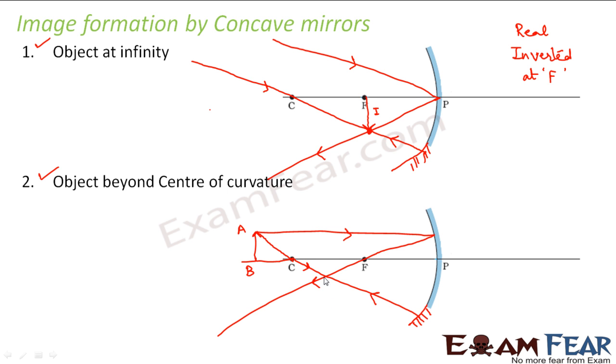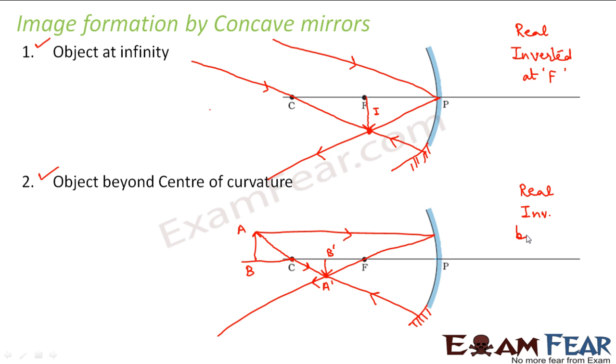So what is the point? Which is the point where the two reflected rays are meeting? This is the point, so that means an image will be formed here. So we will call this image as B dash A dash. Now what is the nature of this image? This is real again because the rays are actually meeting at this point. It is inverted again, right?